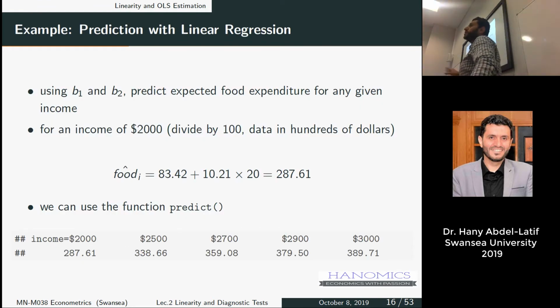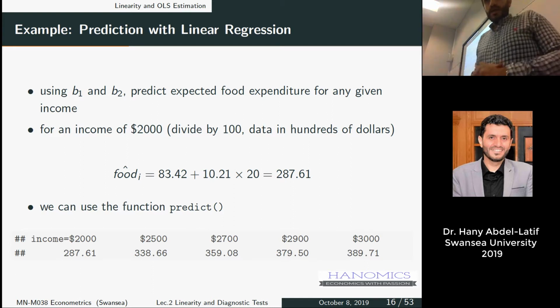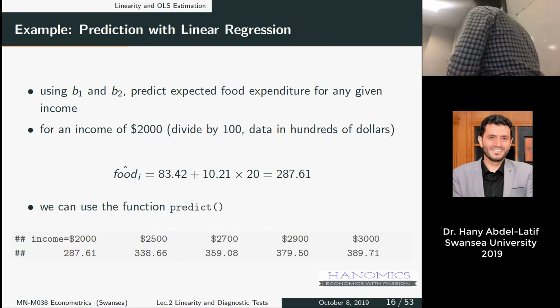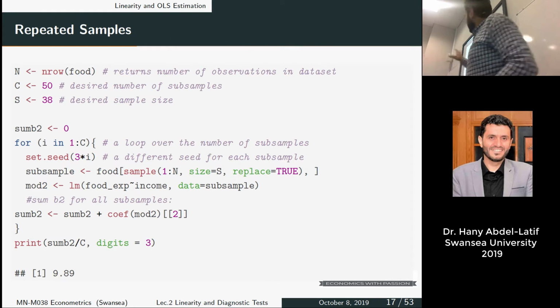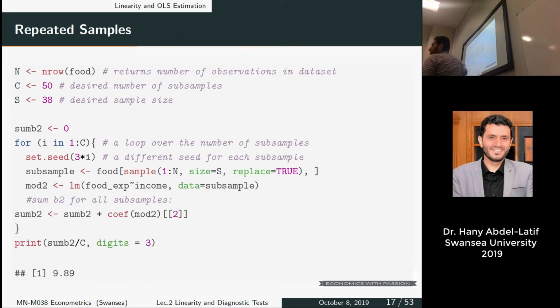It's a very simple model. We assume that only income is the main determinant of food expenditure. Obviously, this is not going to be the only one. There'll be other determinants as well, but this was just an example. This code here, I don't want you to be scared when you see it. This is something we'll learn how to do.